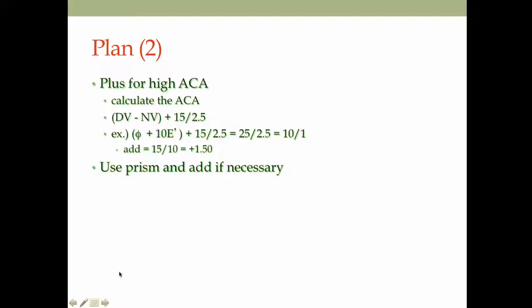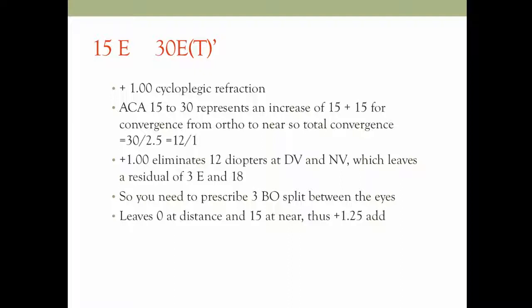Another example. Let's say we had a patient who was 15 diopters of eso at distance, a phoria, and 30 diopters of intermittent esotropia at near. And they had a plus 1 cycloplegic refraction. And that was measured without prescription. So 15 of eso to 30 of eso represents a 15 diopter increase in eso, plus the 15 is 30. 30 divided by 2.5 is 12 to 1.